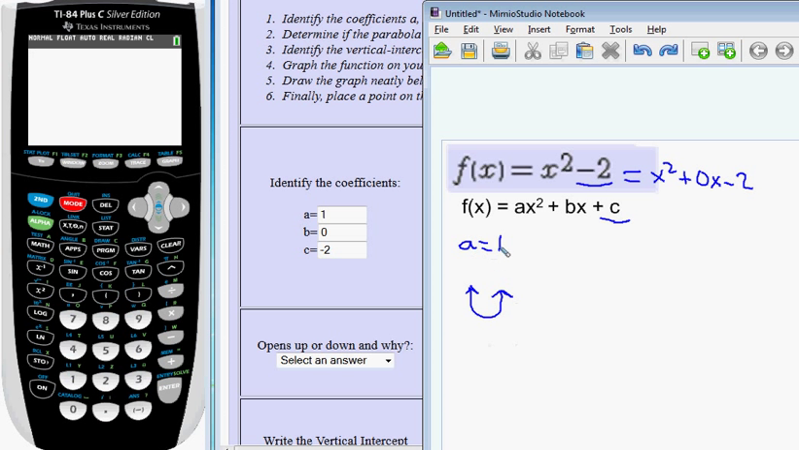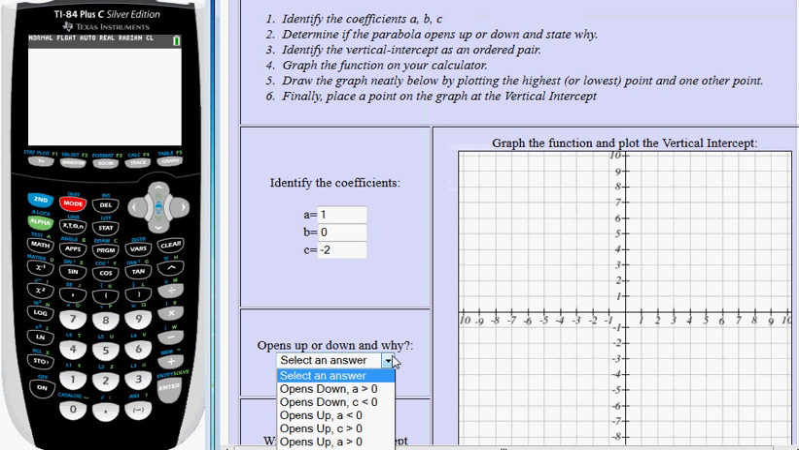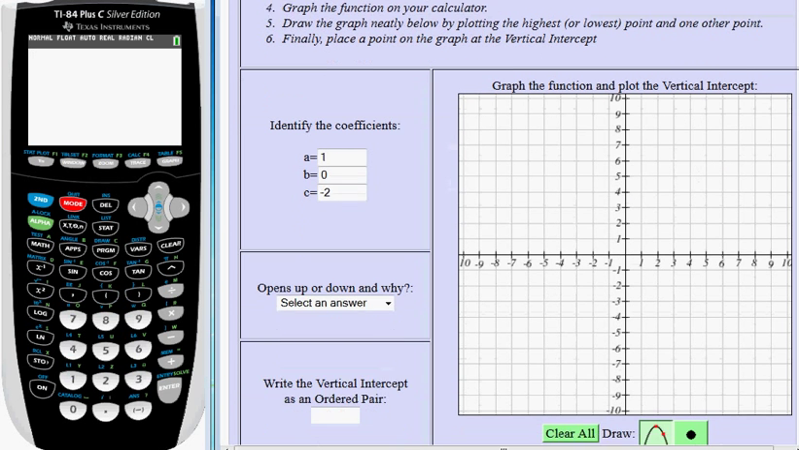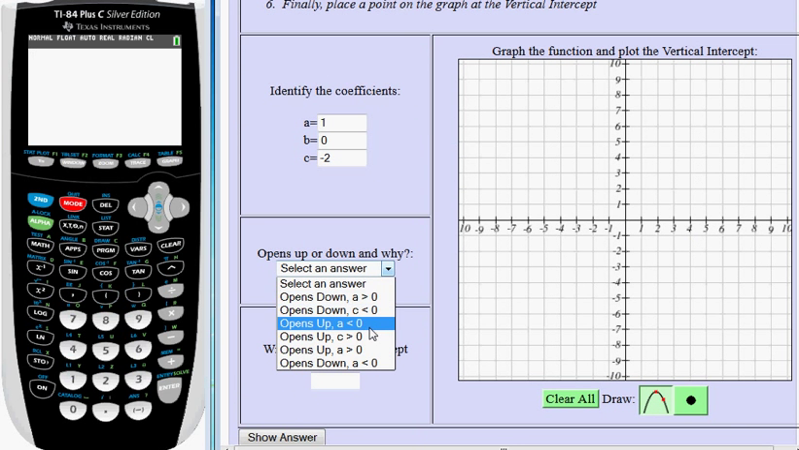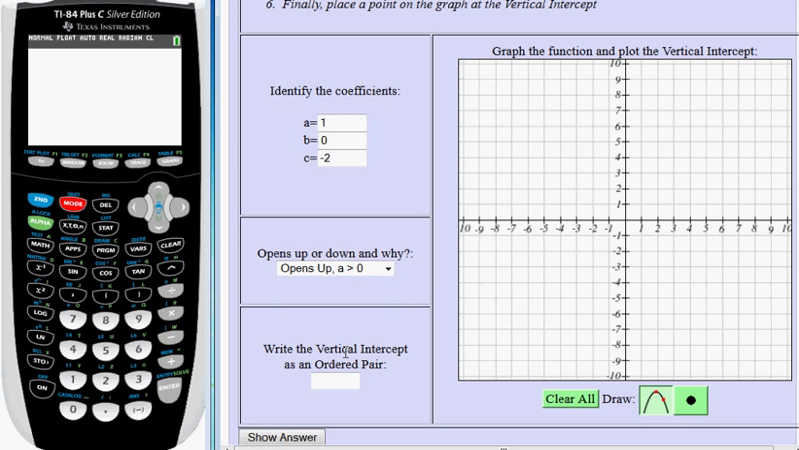One way to say that a is positive is to say that its value is bigger than 0. So I'm going to go over here, click on this field here, and say that our graph will open up, and the reason is because a is bigger than 0. The only other case is if a was negative, in which case the answer would be that it opens down because a is less than 0, which is this choice right here. But for our case, a was positive.